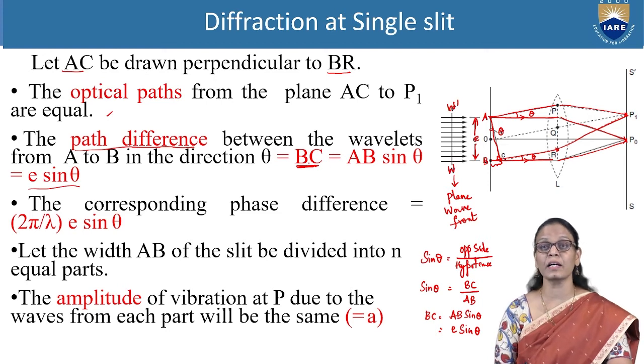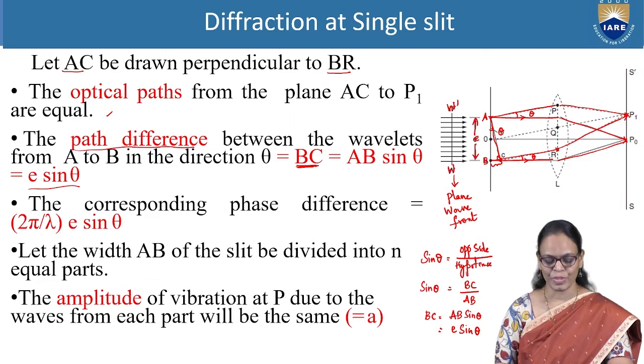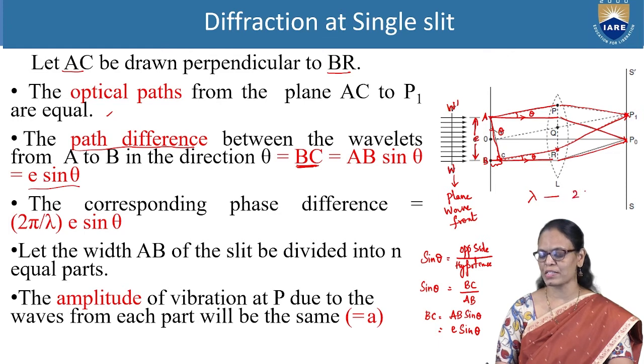So we have calculated the path difference between the two rays coming from A and B and reaching the point P1. Now what is the corresponding phase difference? We have seen that for a path difference of lambda, there will be a phase difference of 2 pi. So whenever there is a path difference of one wavelength, there is a phase difference of 2 pi. Now, what is the path difference we have got? It is e sine theta. So what will be the phase difference? The phase difference will be 2 pi by lambda into e sine theta. So now we have got the phase difference between the two waves.